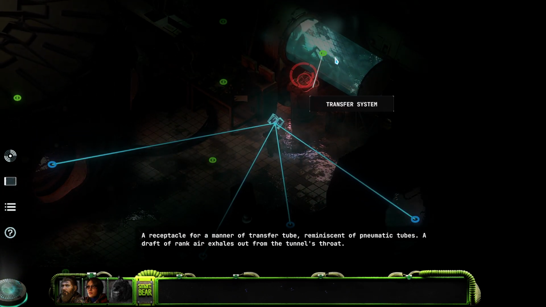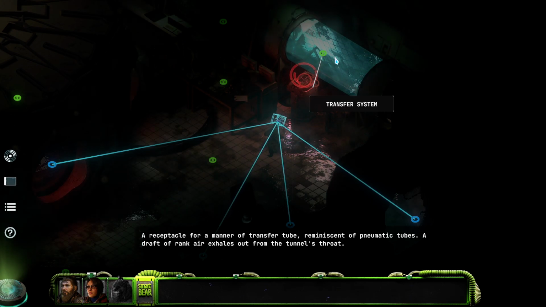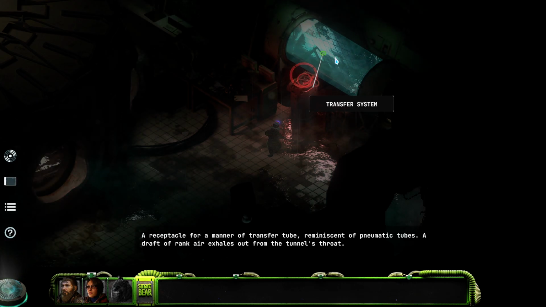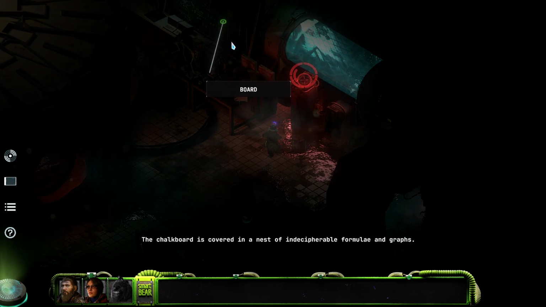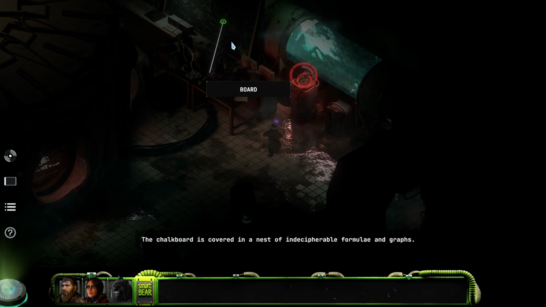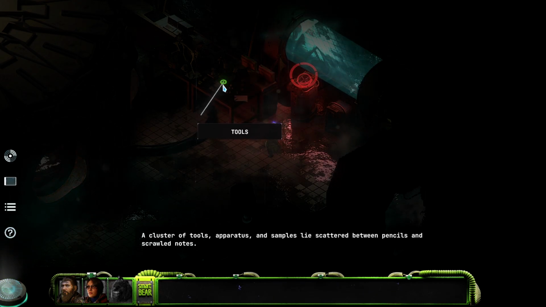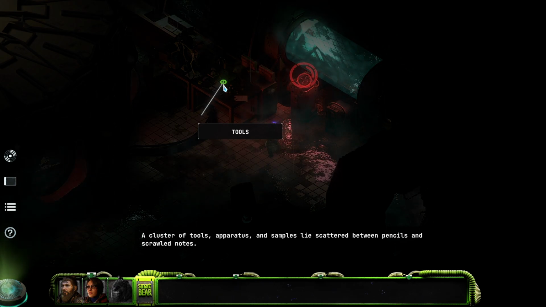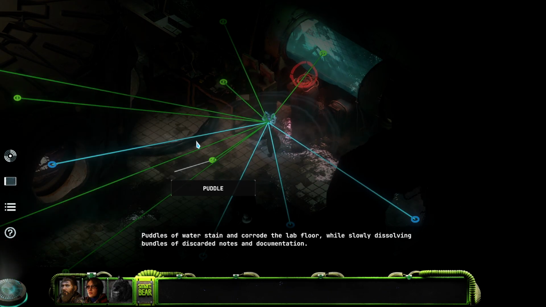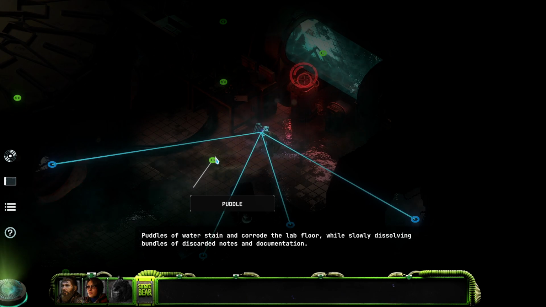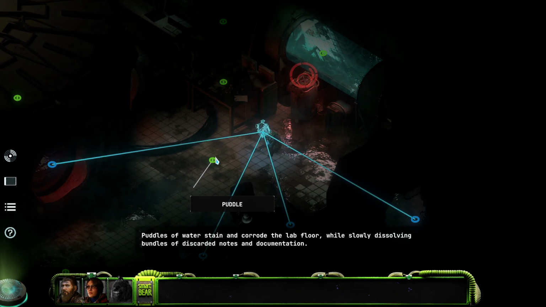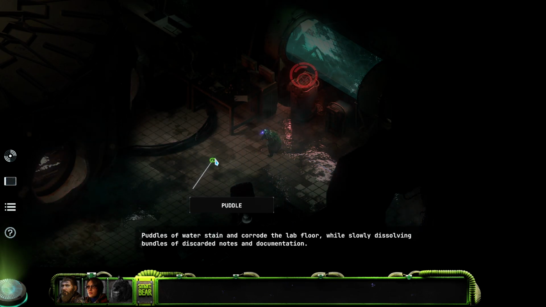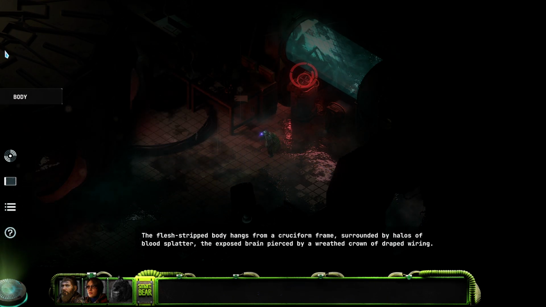A receptacle for a manner of transfer tube, reminiscent of pneumatic tubes. A draft of rank air exhales out from the tunnel's throat. A chalkboard is covered in a nest of indecipherable formula and graphs. A cluster of tools, apparatus, and samples lie scattered between pencils and scrawled notes. Puddles of water stain and corrode the lab floor while slowly dissolving bundles of discarded notes and documentation.